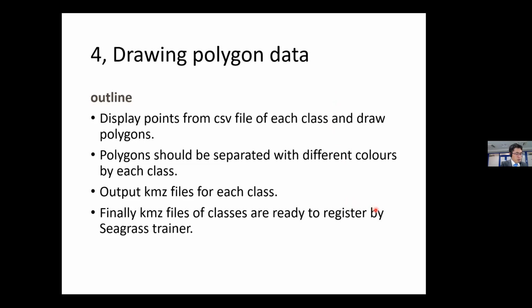Before going into the detail of the operation, I will give an outline. First, display points from the CSV file for each class and draw polygons. Polygons should be separated with different colors for each class. And output KMZ files for each class, and finally the KMZ files of classes are ready to be registered by the seagrass trainer.